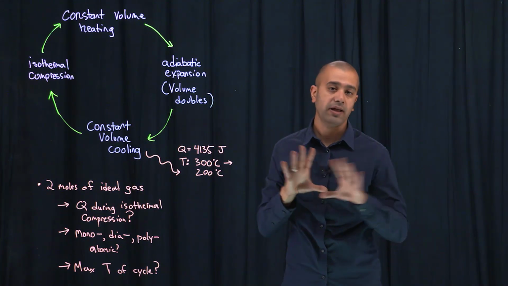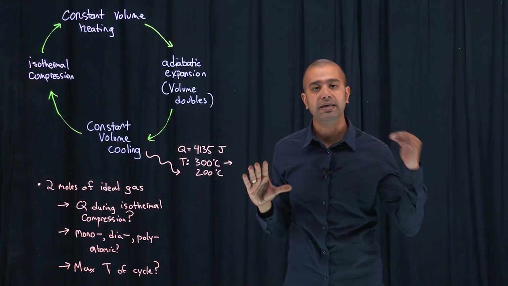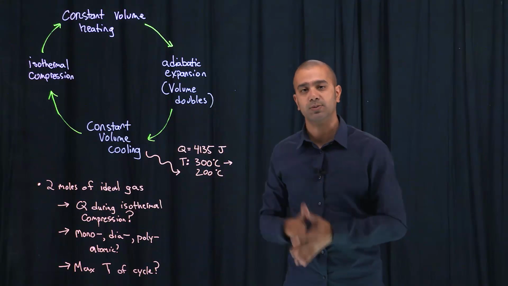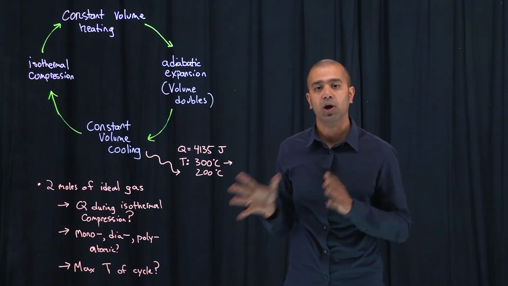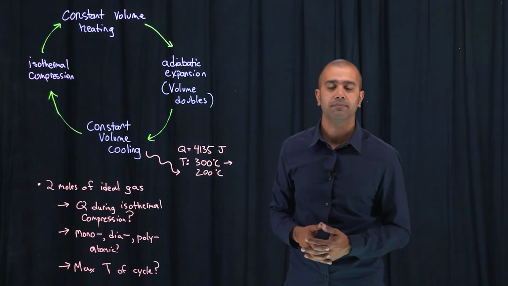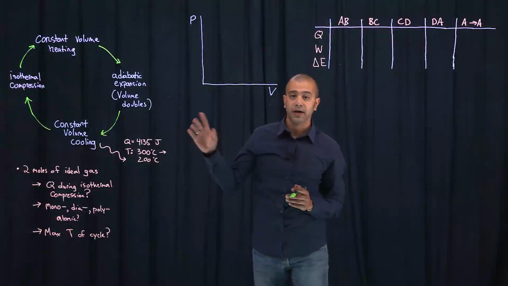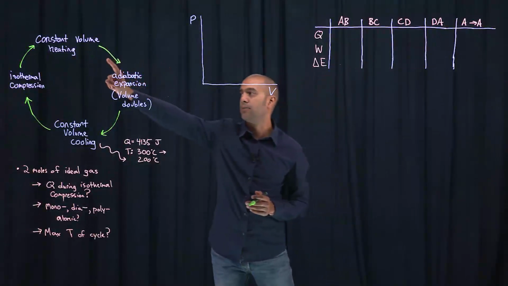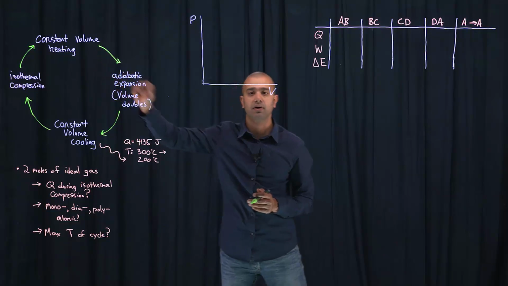And from there, we'll make a table of the work, heat, and energy exchanges as we did in the previous problems. So go ahead and take a minute now, draw a PV diagram, and we'll come back and take a look. All right, so taking this piece by piece, let's start with the heating of the sample at constant volume.